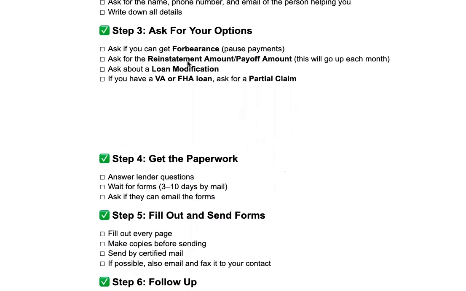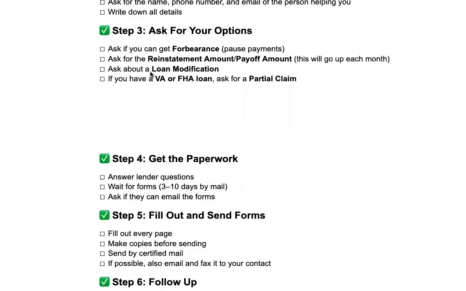Next, order the reinstatement amount. And it can be helpful to order the payoff amount as well, just so you have an idea of how much would I need to pay off the whole loan, or how much do I need just to reinstate the loan. This is always the fastest and easiest way to go. So when you order the reinstatement amount, also ask for the wiring instructions.